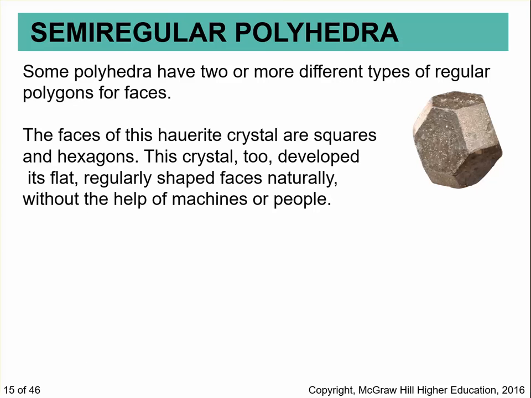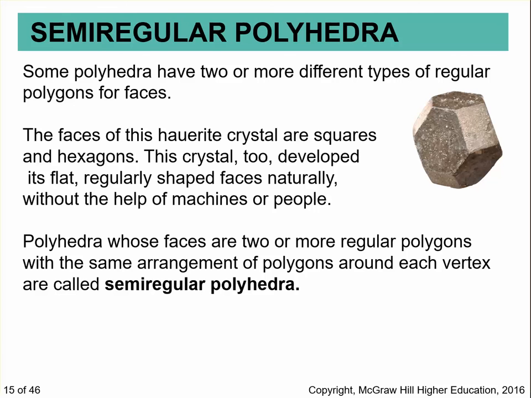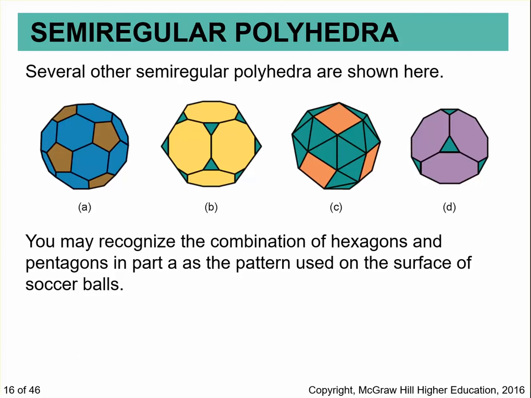So there are semi-regular polyhedra. Semi-regular polyhedra have 2 or more different types of regular polygon faces. All right, so the faces of this crystal are squares and hexagons. The crystals developed flat, regularly shaped faces naturally without the help of machines or people. So it's a semi-regular polyhedron. And here they are.